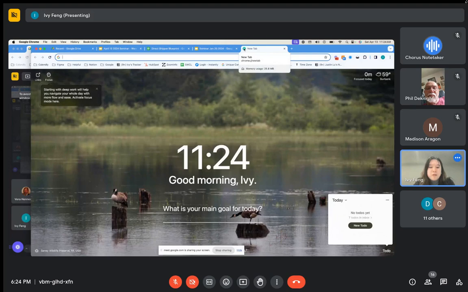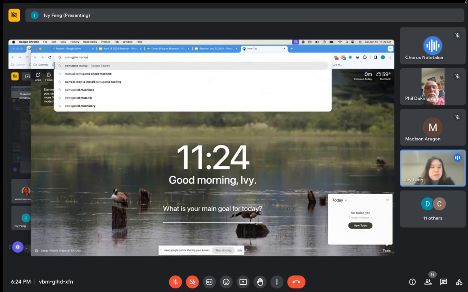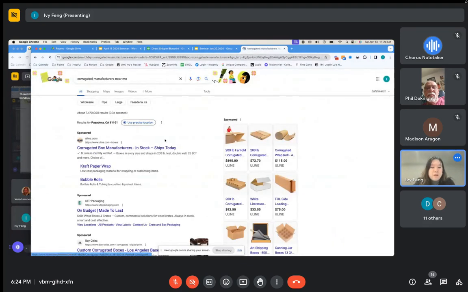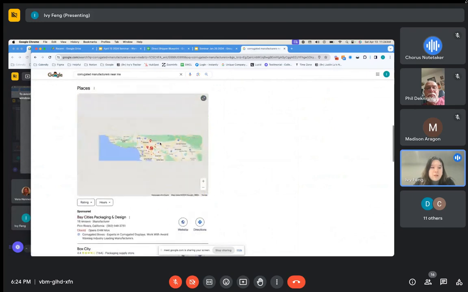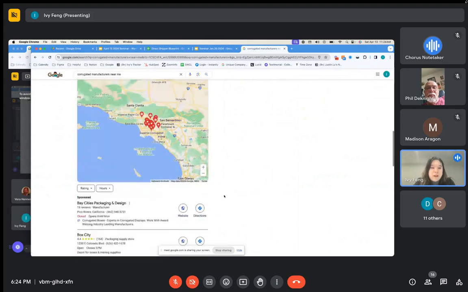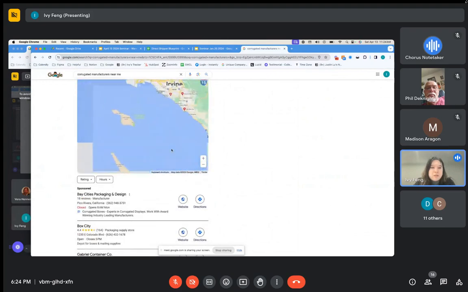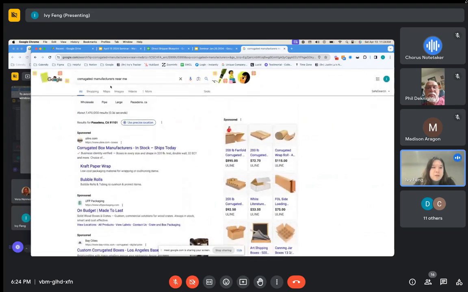Let's say corrugate manufacturers near me. And then we can see here that these are locations that they have. And I'm going to go ahead. Google did this new thing where I want to click into the map. Let me go on maps really quick. There we go.